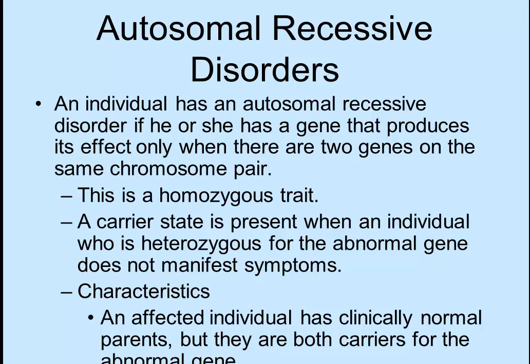Examples: normal traits that are autosomal recessive are having the blood type of O and being Rh negative blood factor. Abnormal traits that are autosomal recessive are Tay-Sachs disease, sickle cell, and cystic fibrosis.